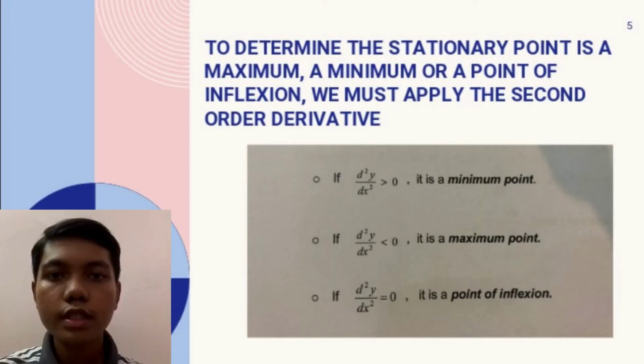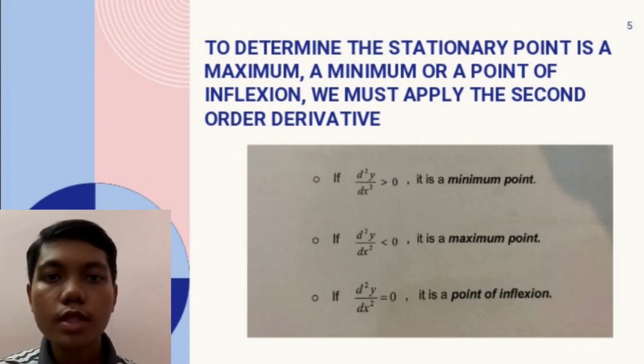To determine whether the stationary point is a maximum, a minimum, or a point of inflection, we must apply the second order derivative. First, if d2y per dx2 is more than 0, it is a minimum point. Second, if d2y per dx2 is less than 0, it is a maximum point. If d2y per dx2 equals 0, it is a point of inflection.